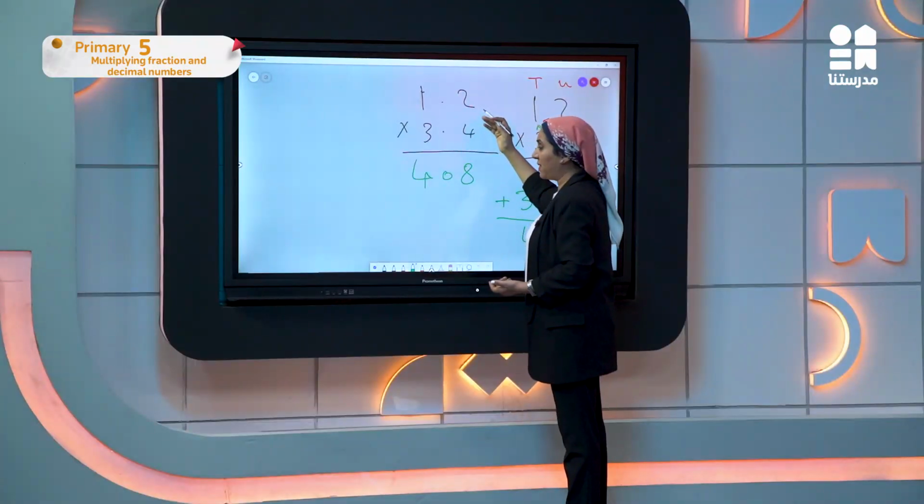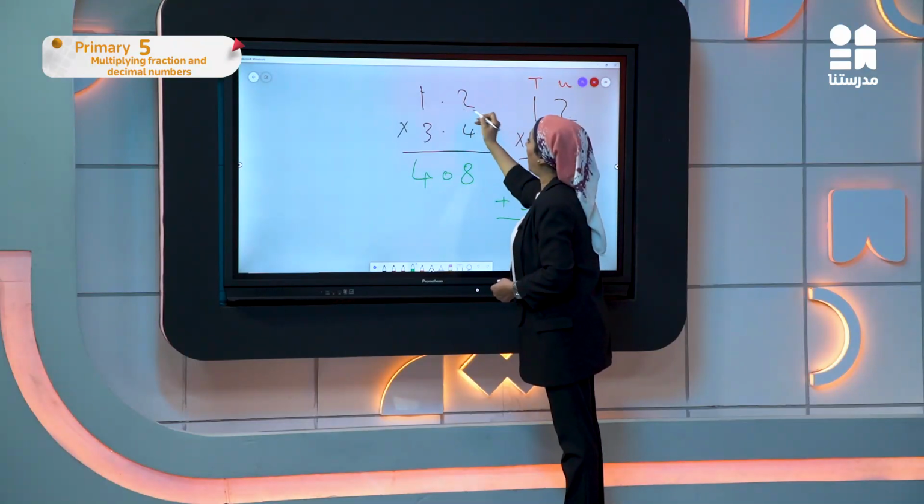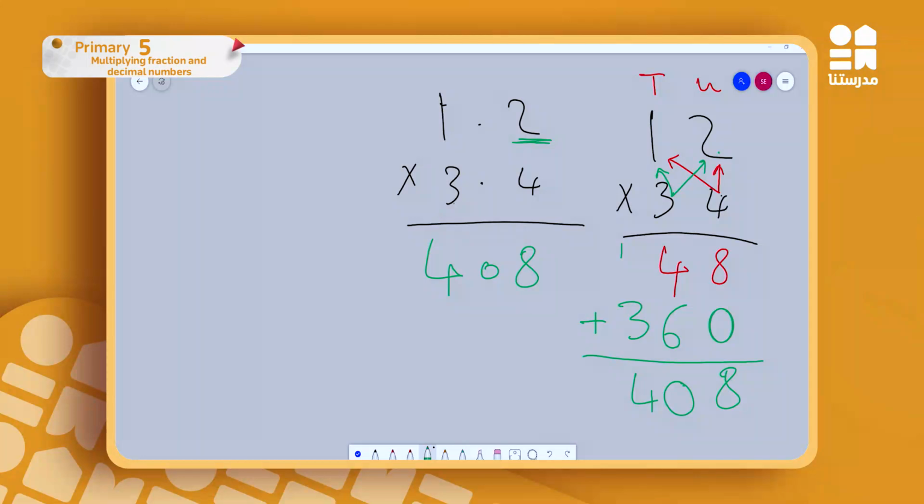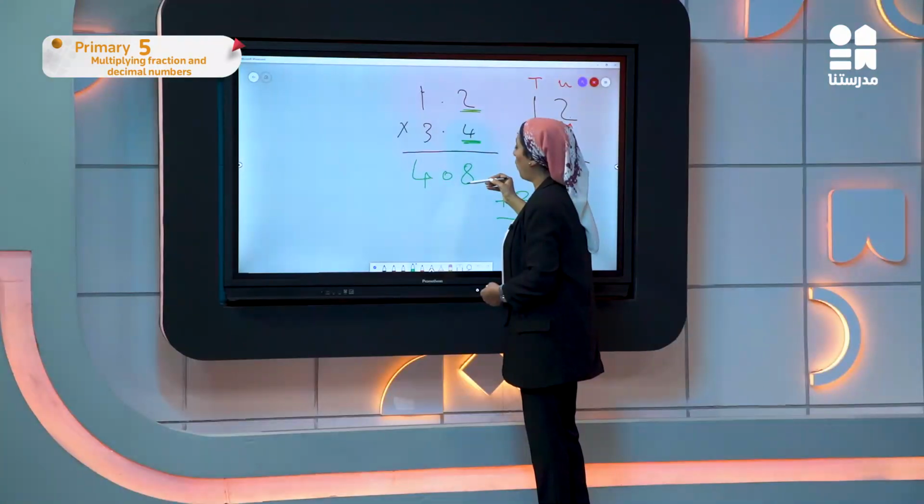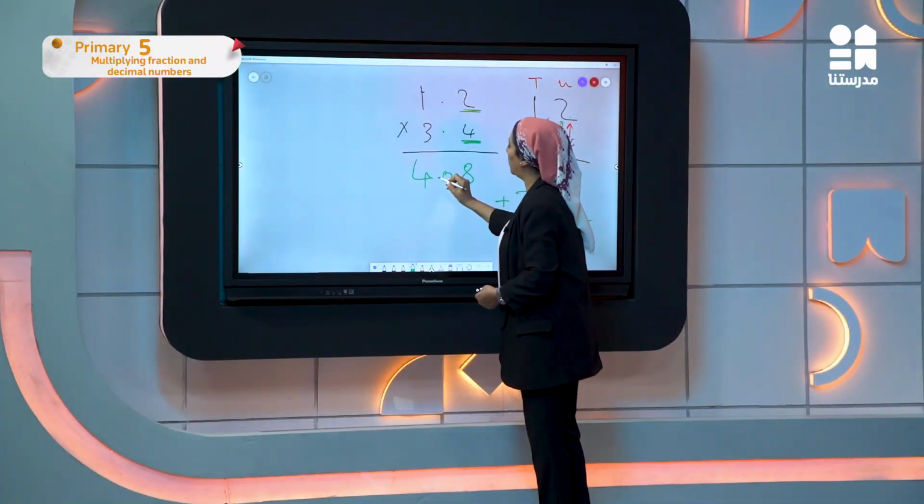So here in the whole question, how many decimal places do I have? In the first number, it's only 1 decimal place, only 1 digit after the decimal point. And in the other number, I have also 1 place after the decimal point. Then this gives me 2 decimal places. I start from the right hand side and I count. I have here 1, 2. Then I put the decimal point, and this is my final answer. Another example.